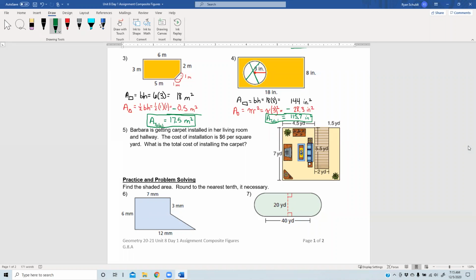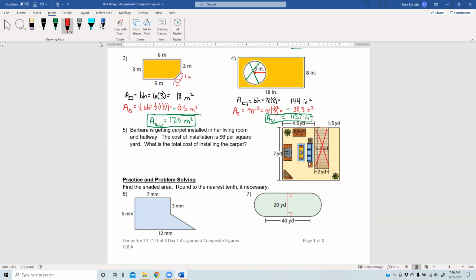Now, I don't know if these are stairs. I don't know if it's a hallway or what, but clearly she's not getting carpet here. It's a different color, it's a different pattern. So she's not getting carpet right there. We don't want carpet there. We want it everywhere else but in this area. So what we need to do is figure out how much carpet is everywhere else.